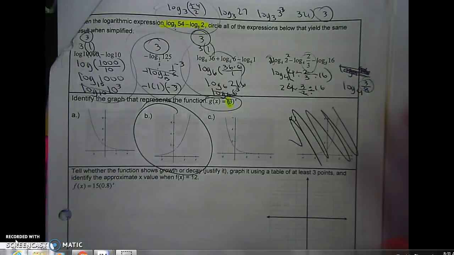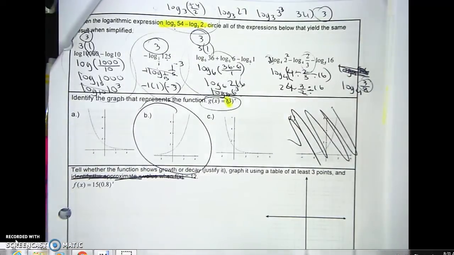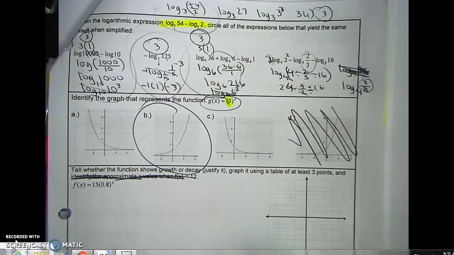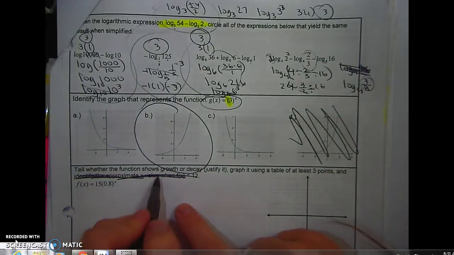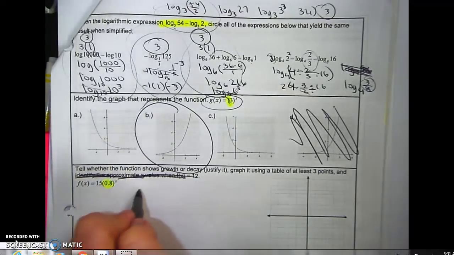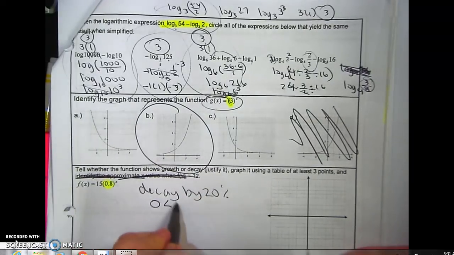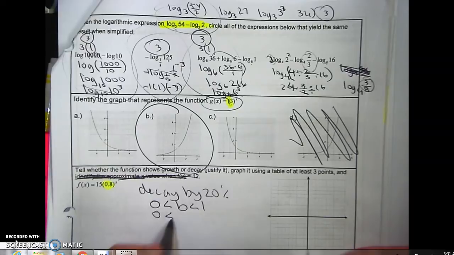For the next one, I don't care about this. I changed it a little bit, so let me look at the test really quick to make sure we're good. Okay. I want you to show if it's growth or decay. So this 0.8 means that it is decay by 20%. And the justification is that it's between 0 and 1.